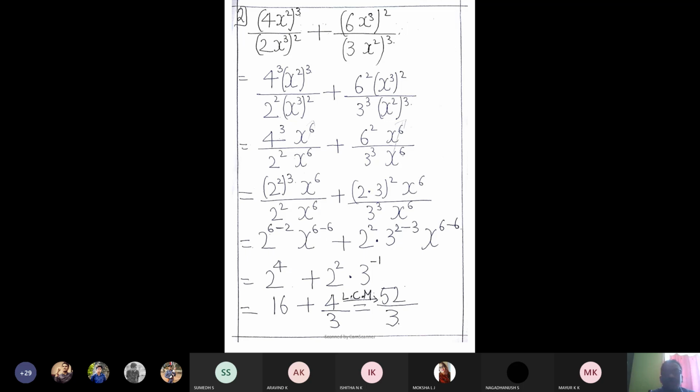See here, 4 to the power of 3 divided by 2 to the power of 2. Use your calculator and simplify. 64 divided by 4. Okay, 4 to the power of 3 is 64, and 2 to the power of 2 is 4. 64 by 4 is 16. And 2 to the power of 4 is 16. Correct?